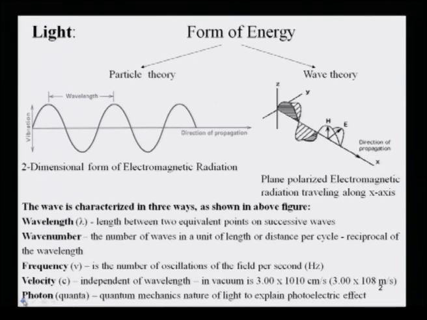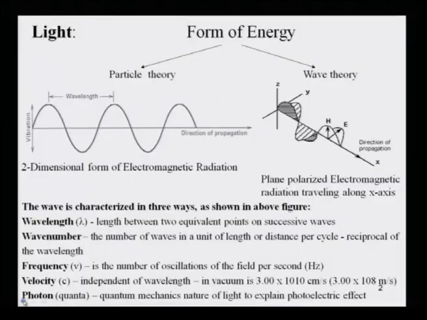If we look at the various forms of energy, particularly light, it can be explained by wave theory or by particle theory. Two-dimensional form of electromagnetic radiation, plane polarized electromagnetic radiation travelling along an x axis. It is debatable whether the energy or the light is in the form of a particle or a wave, but nevertheless we still consider it as a wave.